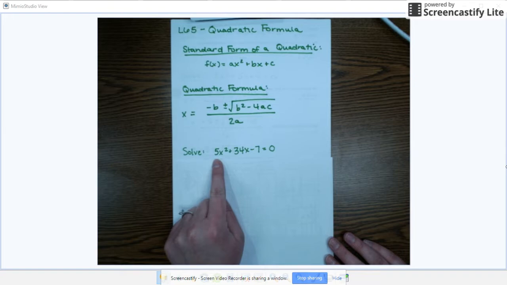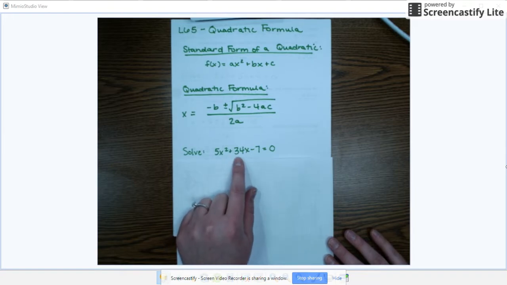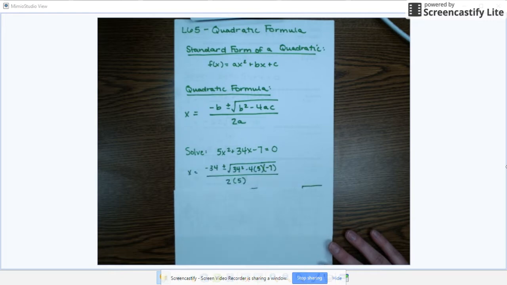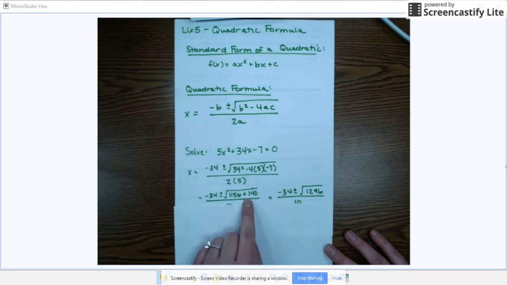So our a value would be 5, b value is 34, and our c value is -7. Plug those into our quadratic formula and it would look like this. A quick reminder, -4 times -7 is a positive 28. So down here that becomes a plus 140. 34 squared is where I get the 1156, and then -20 times -7 is where I get that positive 140, and we have a 10 on the denominator.